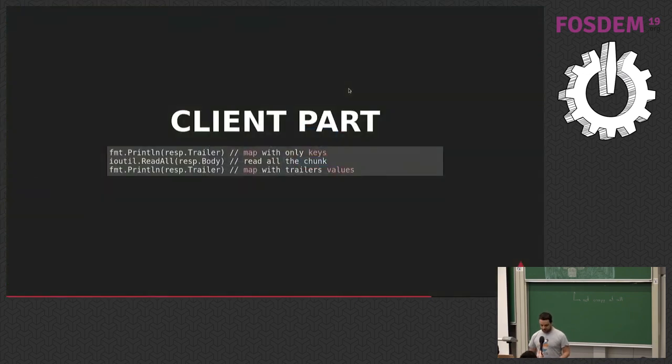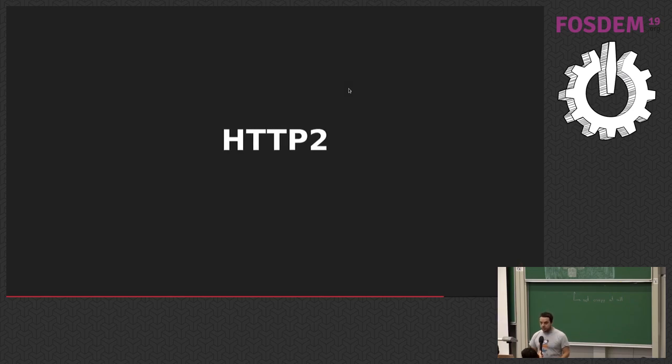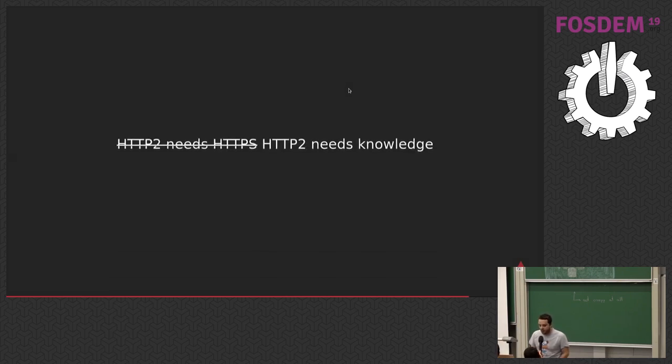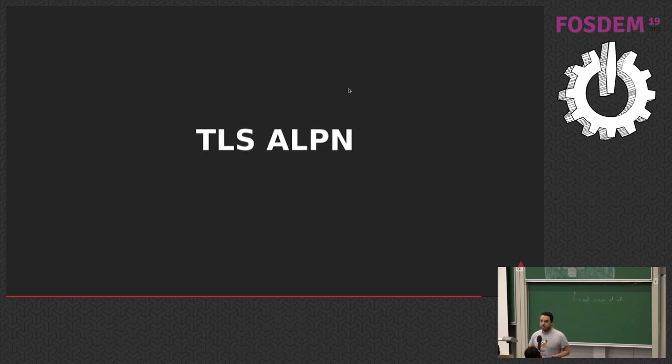Next thing, HTTP2. You're a Go developer, you know that HTTP2 needs HTTPS. No, it's wrong. In fact, HTTP2 needs knowledge. What does it mean? It means that if you know that your server can do HTTP2, you can do HTTP2. For example, the gRPC server is just HTTP2 and the client is HTTP2. You don't need HTTPS. But if you don't know, the simple way to know this is to use TLS ALPN.